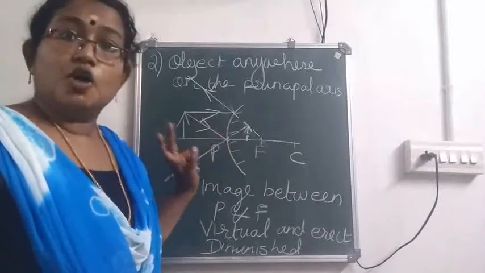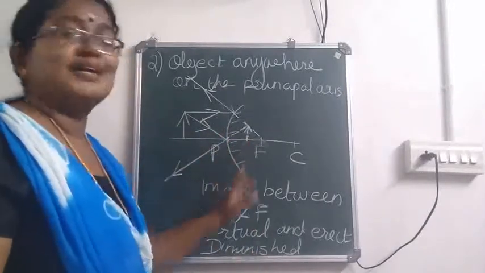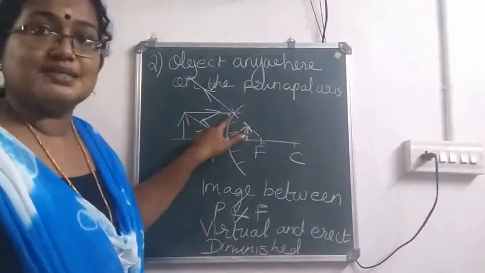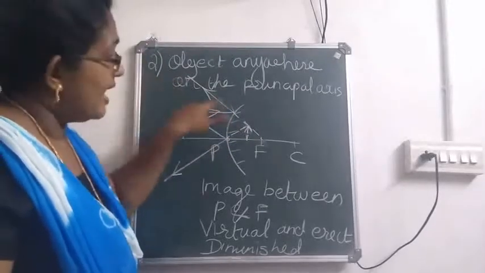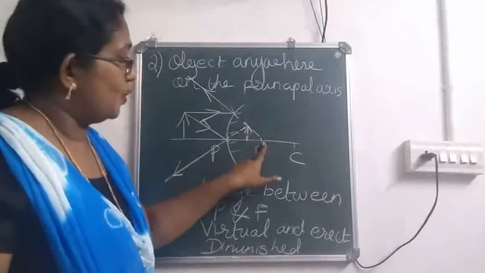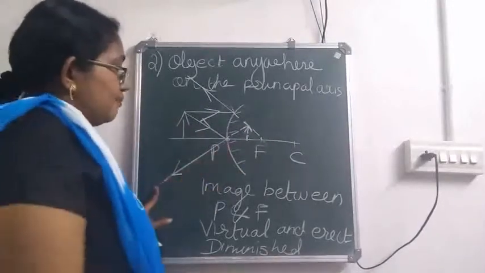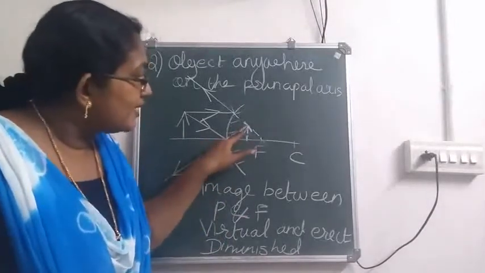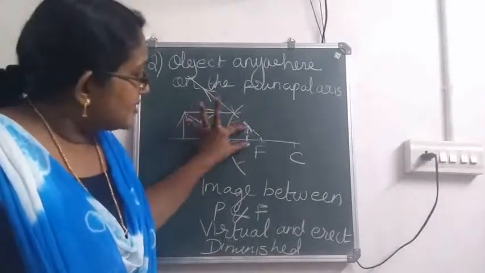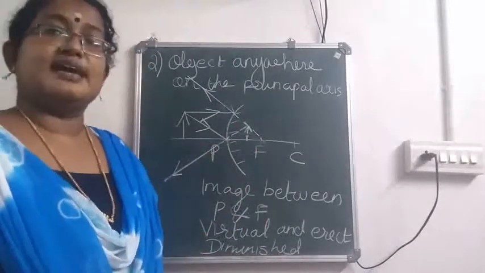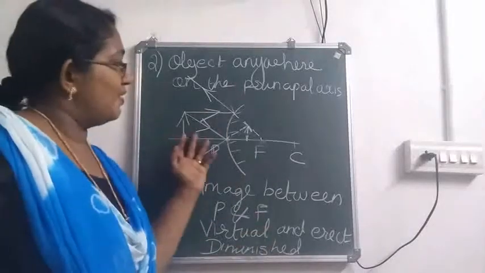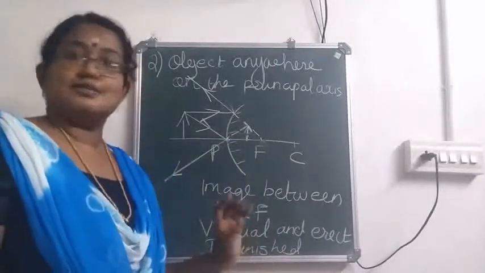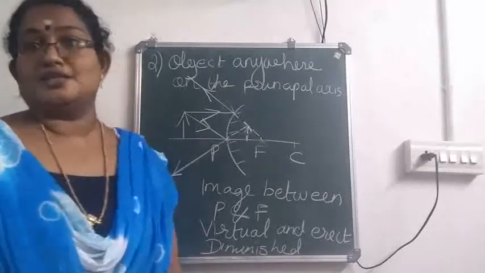When we keep the object anywhere on the principal axis, you will get the image between pole and the focus. So once again, the first ray parallel to the principal axis, after reflection moves upward. When you extend it backward, it touches the focus. The second ray hitting on the pole moves like this. When we extend, it meets at a point and the image is formed where these two extended rays meet. The size should be small. It should be formed between P and F. However we draw, wherever we keep the object, the image will be formed between P and F and its size will be small, so diminished. Okay, so is it clear?